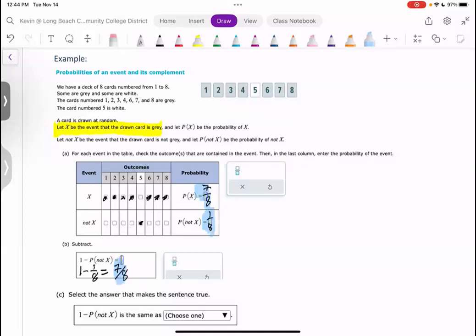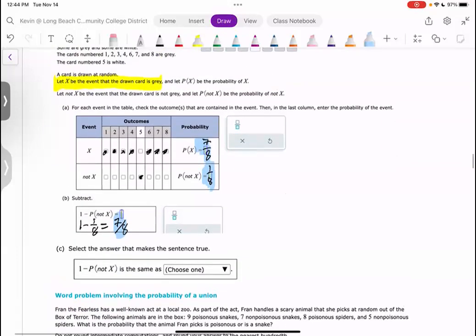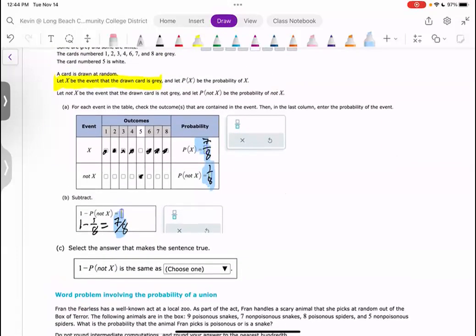And we'll note for part C, it says select the answer that makes the sentence true. 1 minus probability of not X is the same as P of X. P of X is going to be your option that you'll choose there.